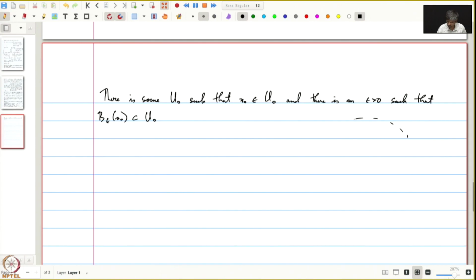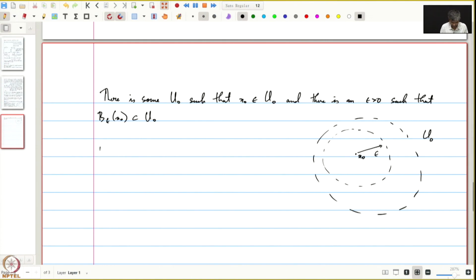right? So our u naught could be this, and our x naught could be somewhere here. This could be our u naught, right? And this ball of radius epsilon is completely contained inside u naught.